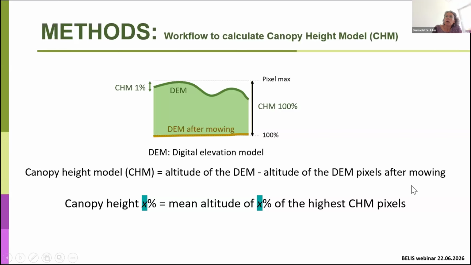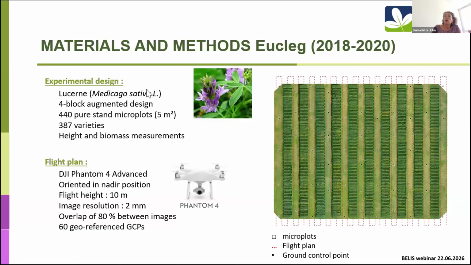And the canopy height is calculated from a percentage of pixels, that is, the mean altitude of X% of the highest CHM pixels. So it can be 100% of the pixels, so all the pixels, or only 1% of the pixels, or whatever, between 0.1 and 100%.